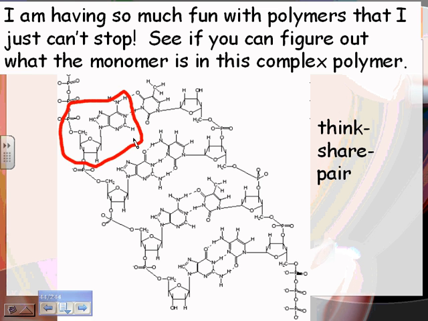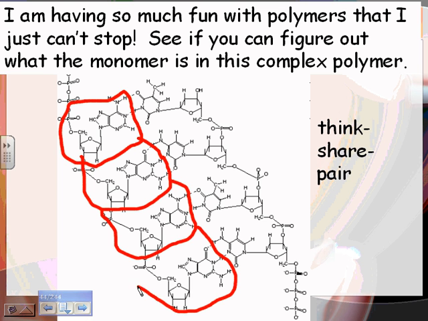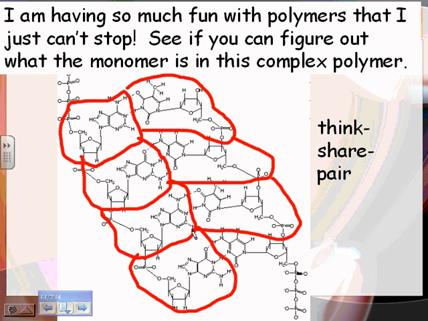Here's the monomer. Here's another. Here's another. Here's another. And then, if you can turn your page upside down, you can do that this way. Here's one monomer, and here's another, and another, and another. This is actually what DNA looks like.